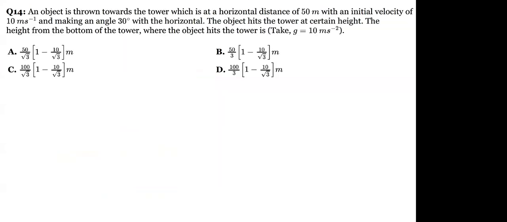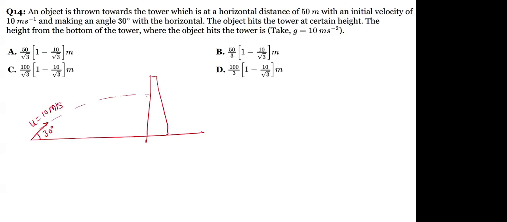Now, an object is thrown towards a tower which is at a horizontal distance of 50 meter, with an initial velocity of 10 meter per second making an angle of 30 degree with the horizontal. So this is the tower here. We have thrown an object at a 30-degree angle with the horizontal with an initial speed of 10 meter per second. Now it hits the tower at some height.